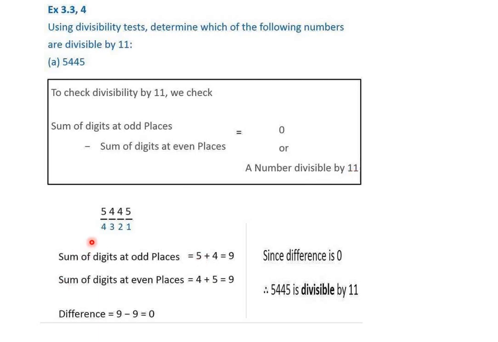So let's see, the first one is 5, 4, 4, 5. Here the odd places are 1 and third one, that is 5 and 4, addition done, got the answer 9. Even places are 2 and 4, that means 4 and 5, again addition done, got the answer 9. And when these two answers are subtracted, we got 0, as our criteria needs 0 or a multiple of 11.